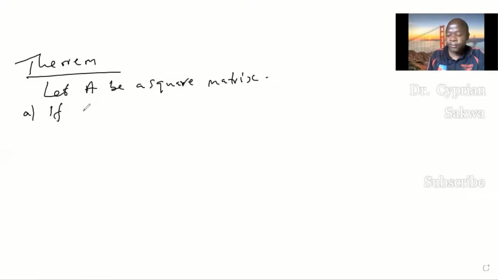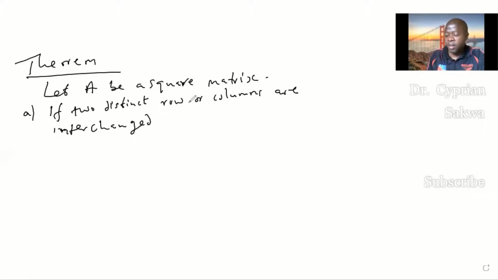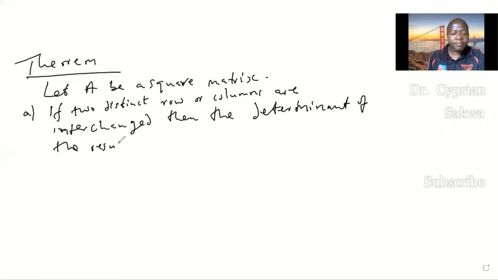two distinct rows or columns are interchanged, then the determinant of the resulting matrix will be that of A times negative 1. So it will be negative determinant of A.